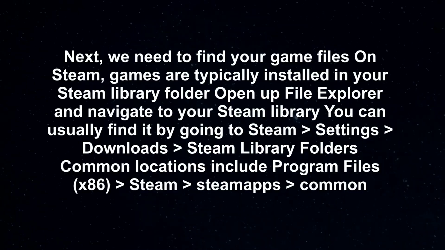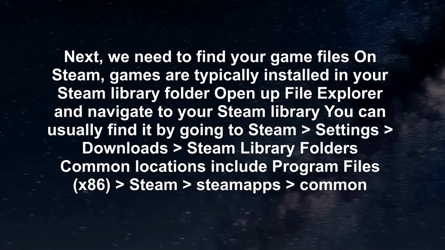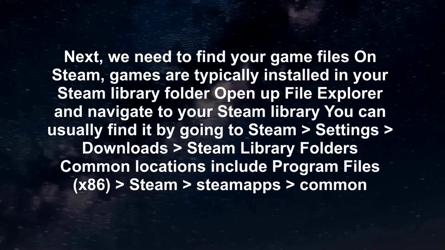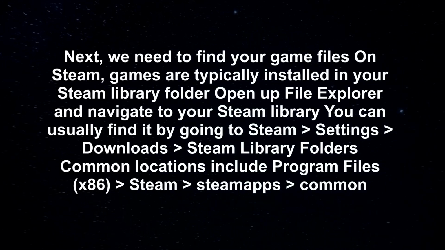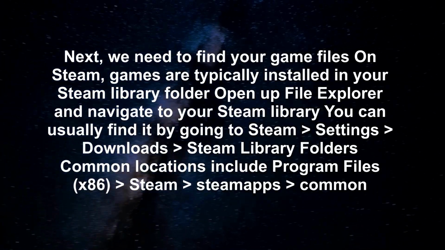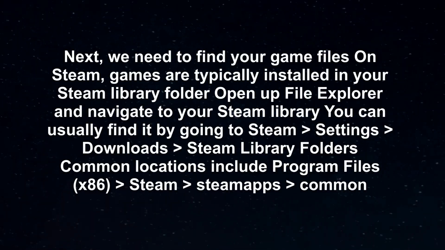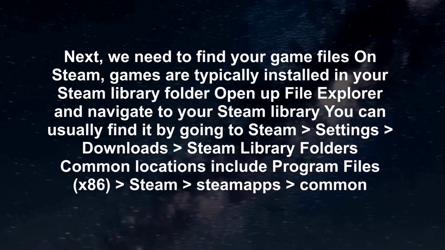Next, we need to find your game files on Steam. Games are typically installed in your Steam library folder. Open up File Explorer and navigate to your Steam library. You can usually find it by going to Steam Settings, Downloads, Steam Library Folders. Common locations include Program Files (x86)\Steam\steamapps\common.